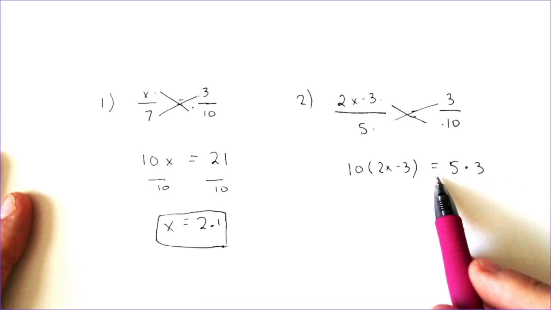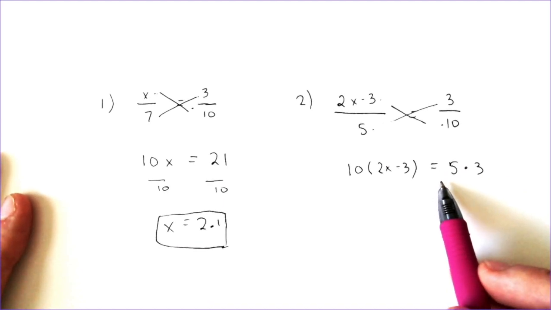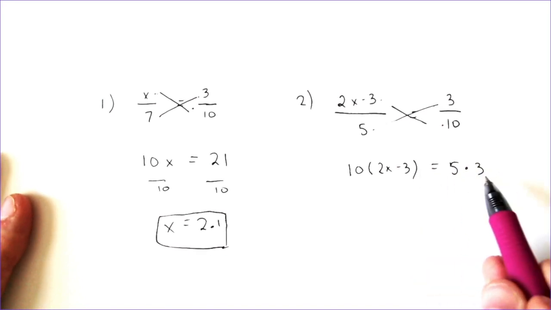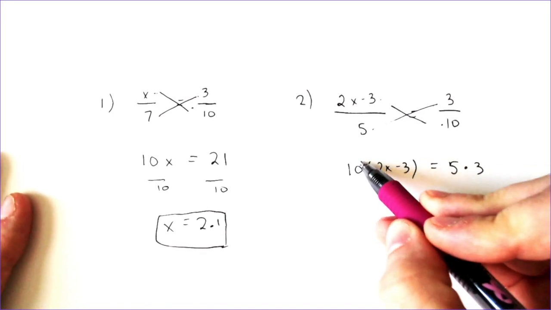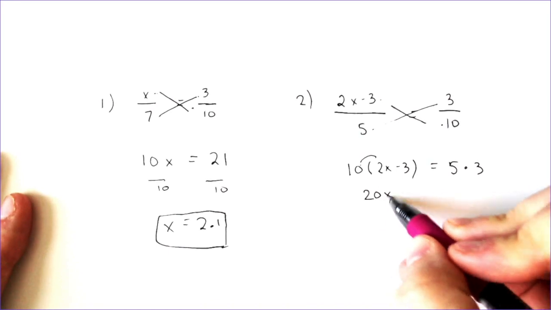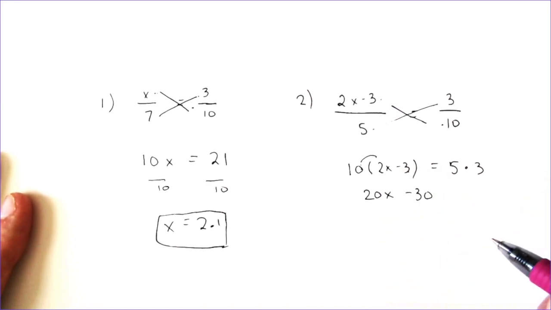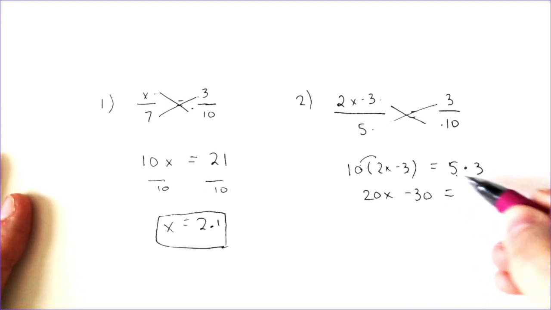Don't forget the equal sign. If you forget the equal sign, this is not going to go well. So we're going to distribute the 10, and we're going to multiply 5 and 3 together. So 10 times 2x is 20x. 10 times 3 is negative 30 because it's negative 3. And 5 times 3 is 15.